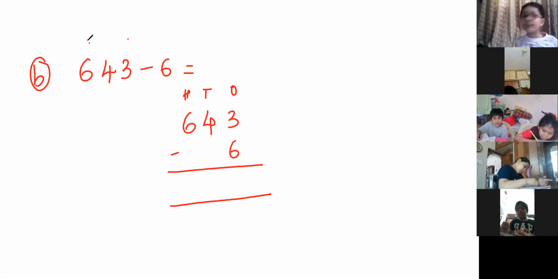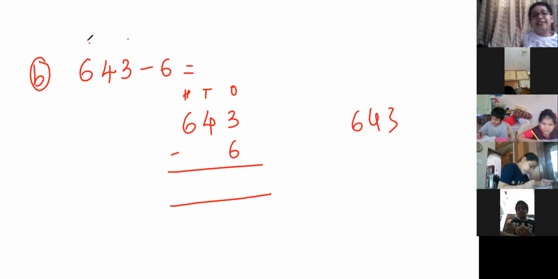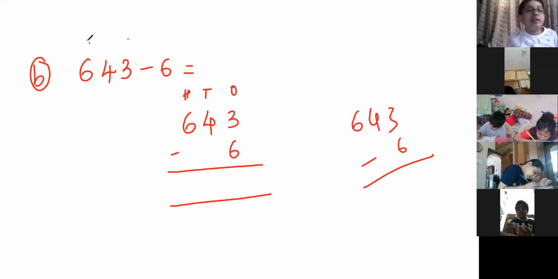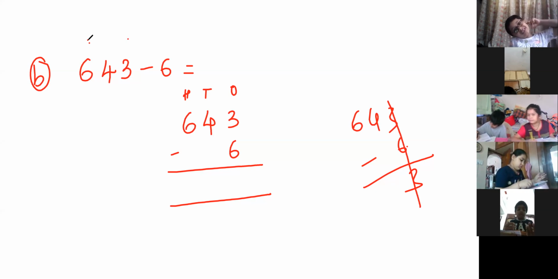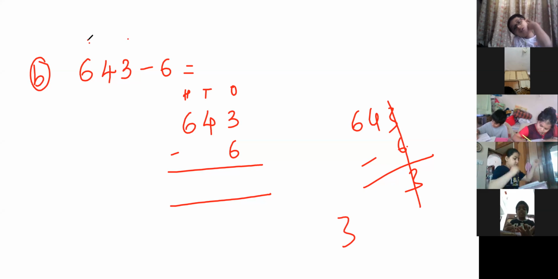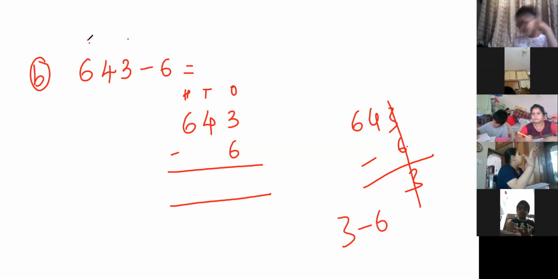Some of you will do it this way: 643 minus 6, you will simply subtract 3 from 6 and write 3. This is not the right way to do it. Here, always you have to see the minuend position. You have to subtract the subtrahend from the minuend only. What is present in the minuend place, in the ones place? 3 is there, right? We cannot subtract 6 from 3 as 3 is less than 6, right?